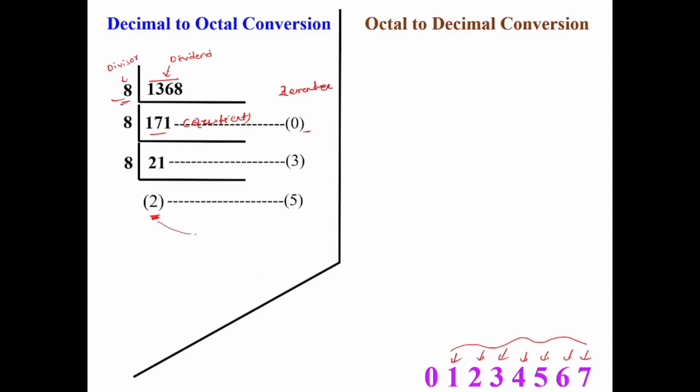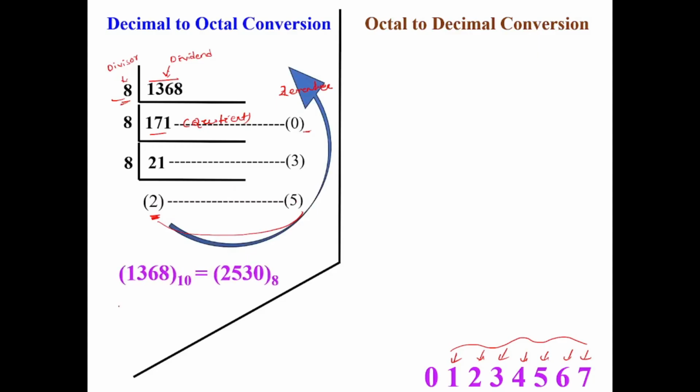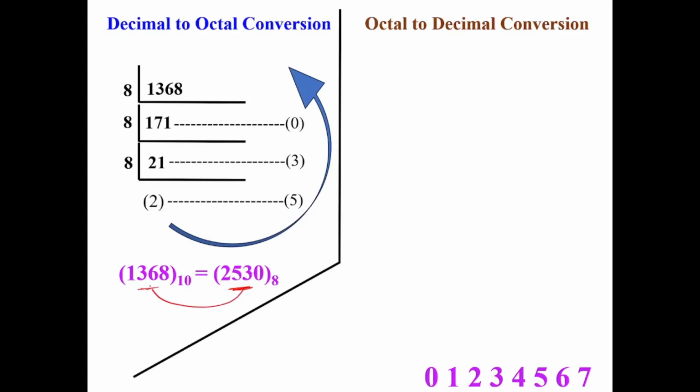Now we consider the remainders from bottom to top to write the octal number of this decimal number 1368. So finally this decimal number 1368, subscript 10, is converted to the octal number 2530. Here 8 is the subscript, which indicates that this is an octal number. Now we are going to verify whether this octal number is the correct octal number for this decimal number, by converting this octal back to decimal.